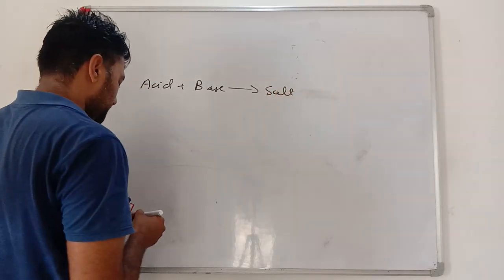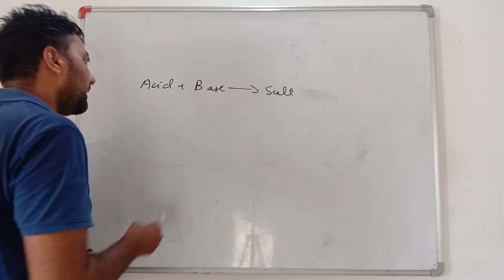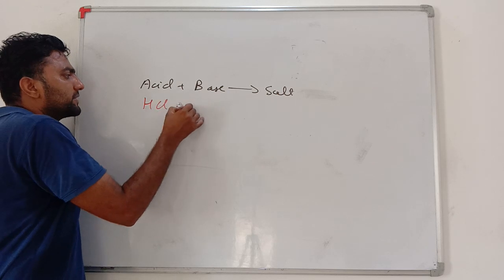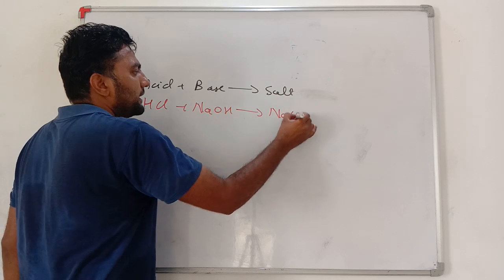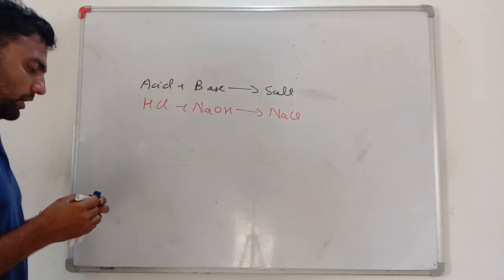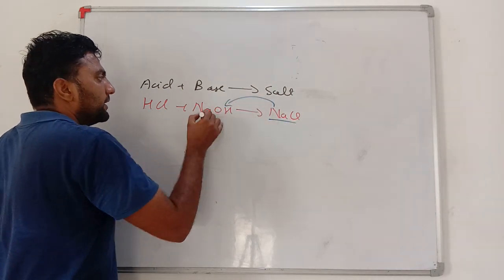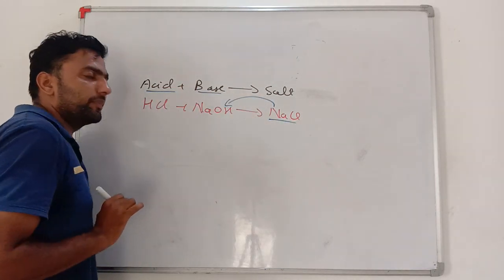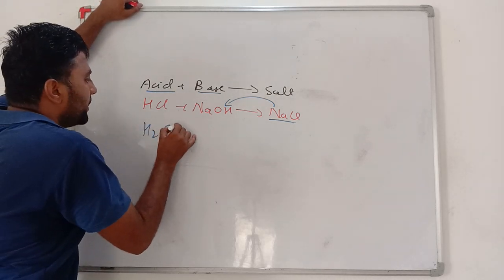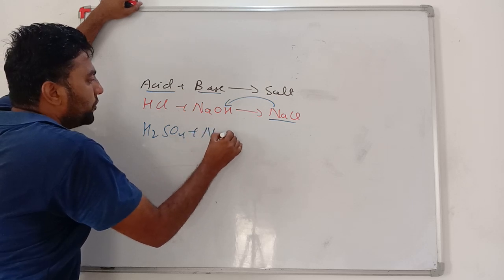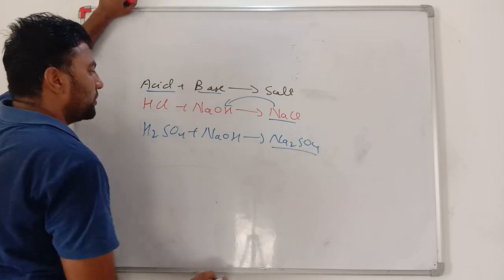Very important. What is a salt? Salt is a compound we get when any acid reacts with any base. I will give you an example. Hydrochloric acid plus sodium hydroxide gives a salt, that is NaCl. Now very important: any salt has two parents, that is, one base and one acid. See my dear students, one more example: H2SO4 plus NaOH gives Na2SO4. This is also a salt.